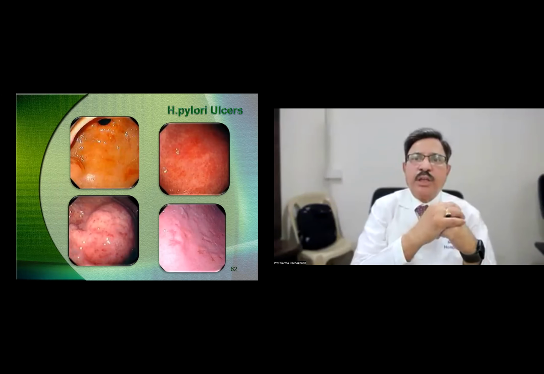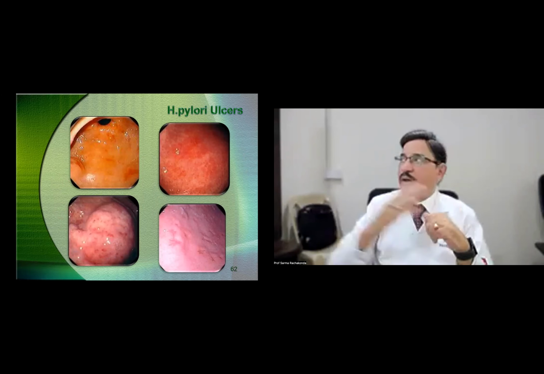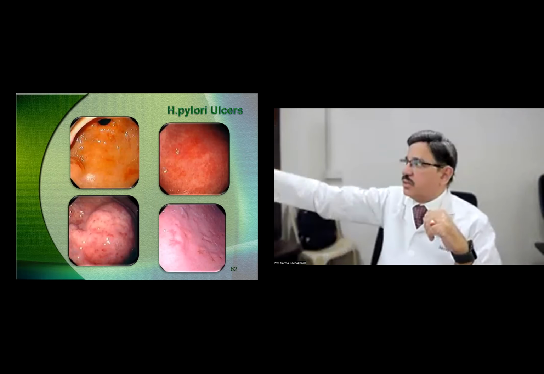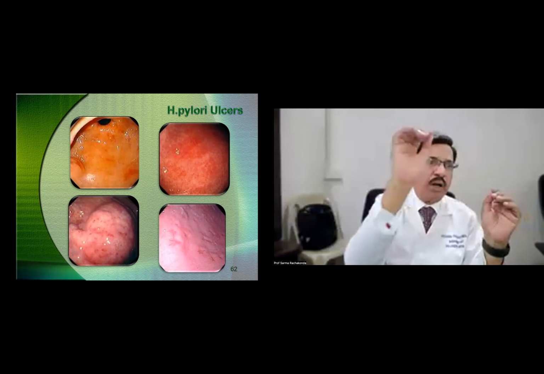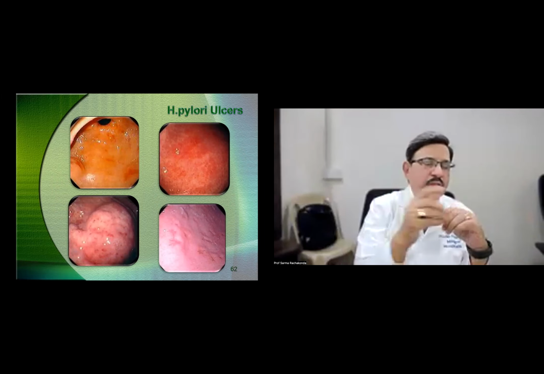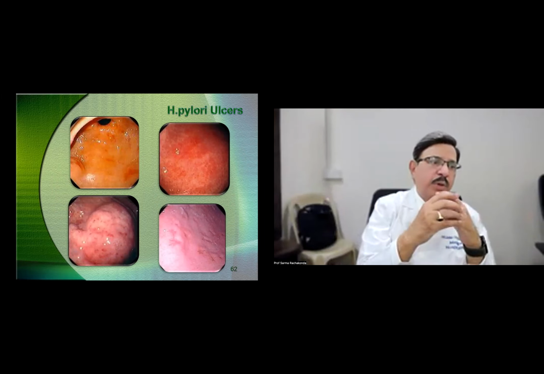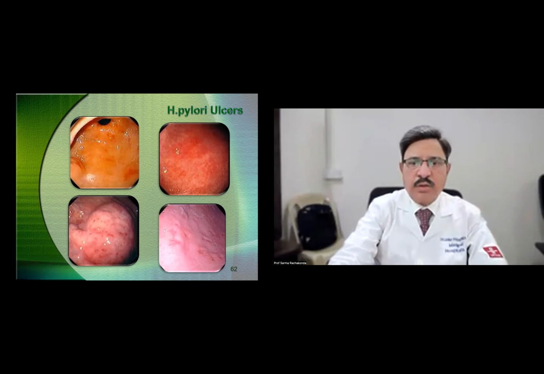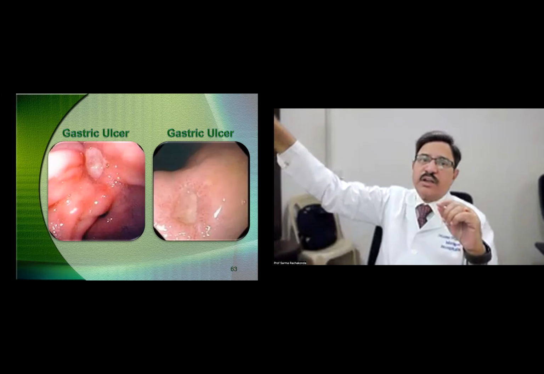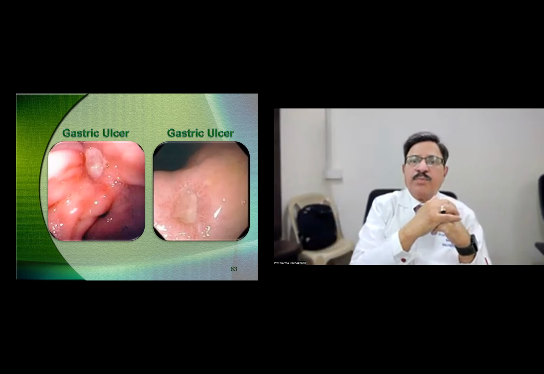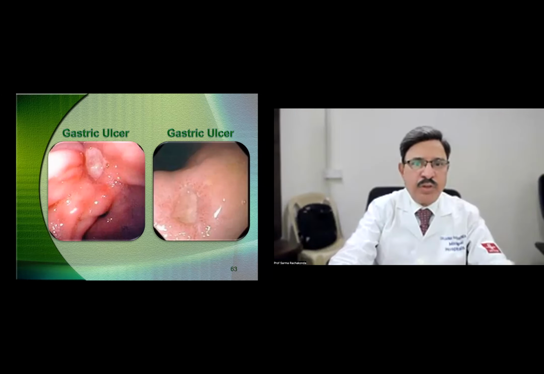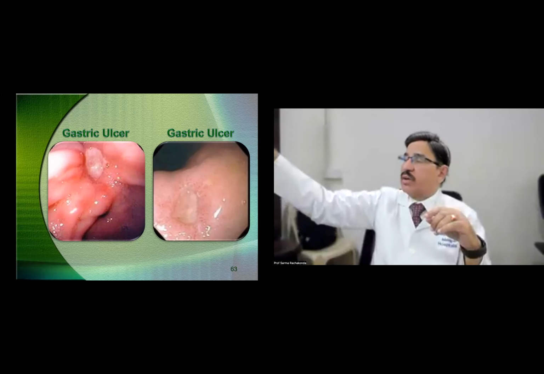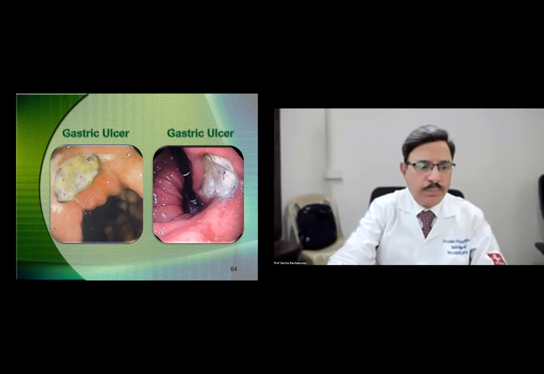Now, H. pylori ulcers. So I was telling about H. pylori, the salt and pepper appearance. This is also a close-up view of the salt and pepper appearance, a diffuse appearance with red and white spots. When you see such a picture, you have to suspect H. pylori and immediately do the antigen test for H. pylori. So this is a gastric ulcer with slough, sitting on the greater curvature of the stomach. This is on the fundus of the stomach. And then a chronic gastric ulcer with slough in both the pictures.